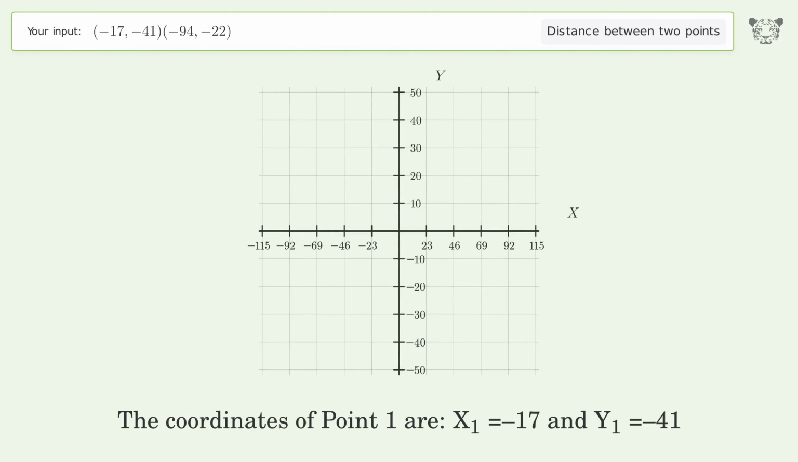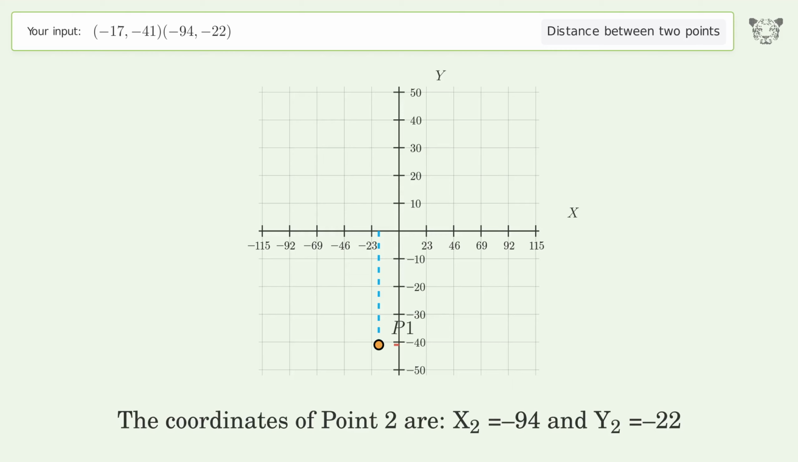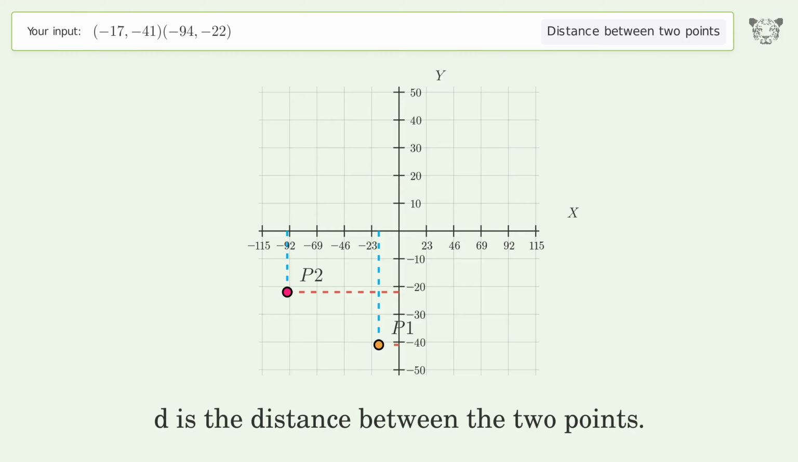The coordinates of point 1 are, x1 equals -17 and y1 equals -41. The coordinates of point 2 are, x2 equals -94 and y2 equals -22. D is the distance between the 2 points.